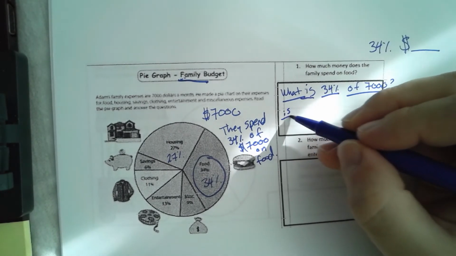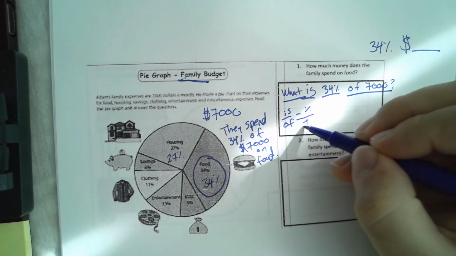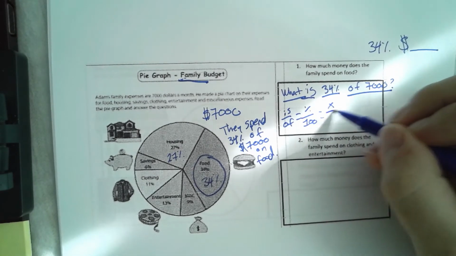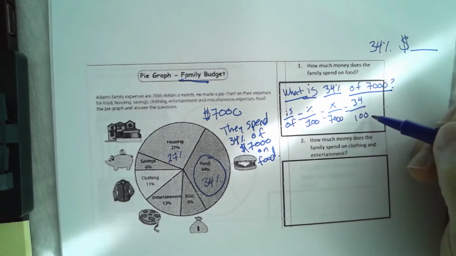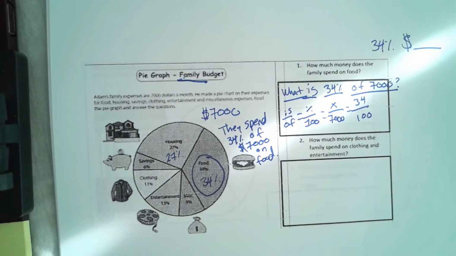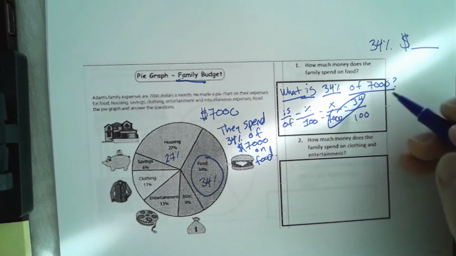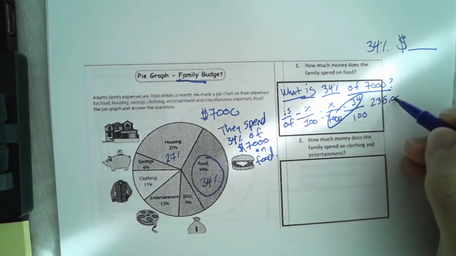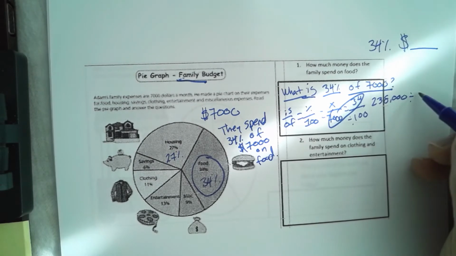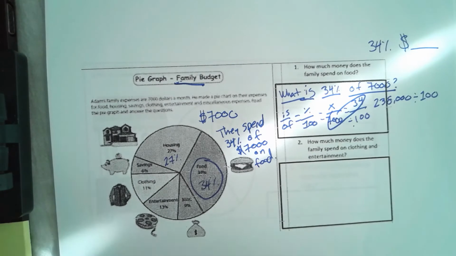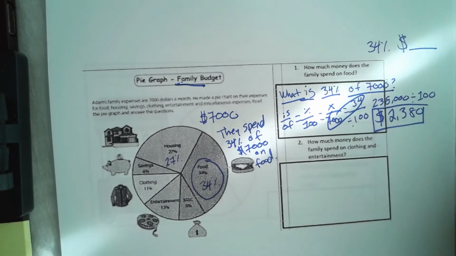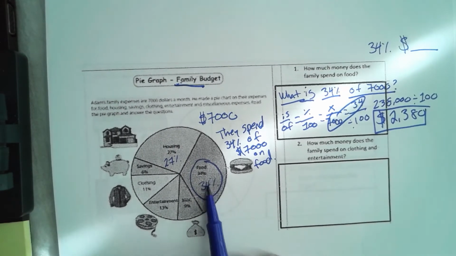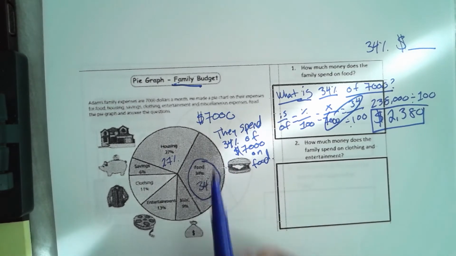So what I need to do is is over of equals percent over 100. I don't know is, of is 7,000. Percent is 34. And this is always 100. Perfect. Then I cross multiply. I get 238,000. And then I divide by 100. And I get $2,380. So 34% of their $7,000 is spent on food.